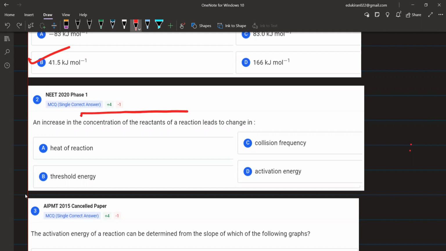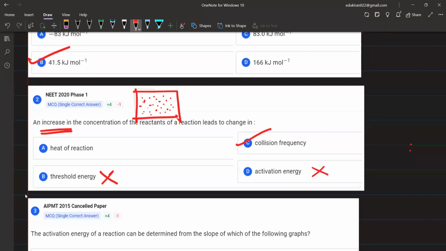When the concentration of the reactant of a reaction is increased, then in the same volume you have more molecules, and if there are more molecules, their chances of colliding with each other also increase. That is why the collision frequency is going to change. Threshold energy does not change for any reaction until you add a catalyst. Activation energy also does not change until you add a catalyst. Heat of reaction never changes until you change the reactant itself. So the correct option is that increasing the concentration increases the collision frequency.